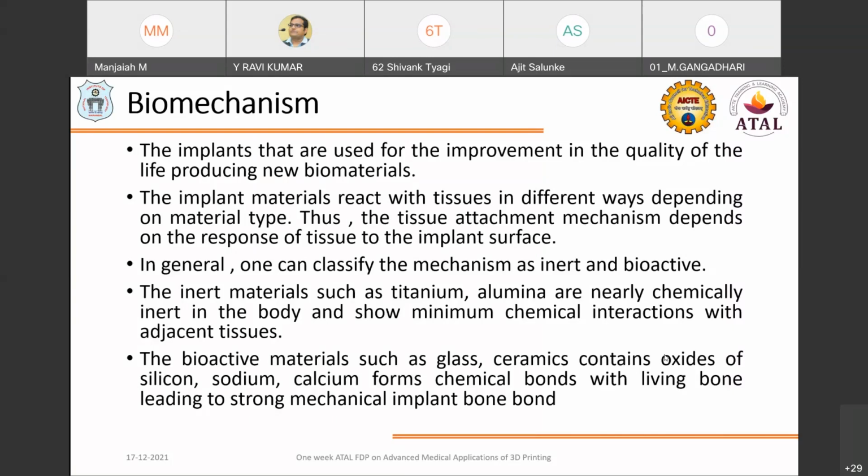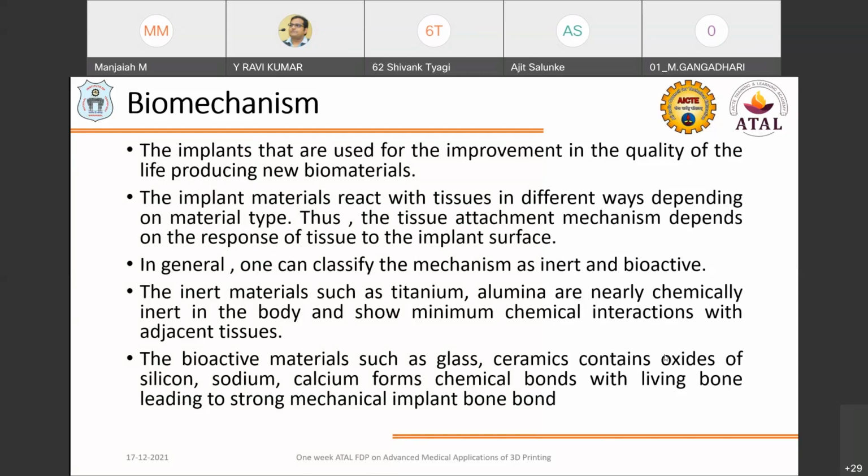The inert materials, such as titanium and alumina, are nearly chemically inert in the body and show minimal chemical reactions with adjacent tissues. Even recently, some researchers have shown that even titanium has some chemical interaction with the human environmental conditions. But as you see, the reactions are very minute, and not much reaction is caused with respect to the human body. That's why it's very minimal.